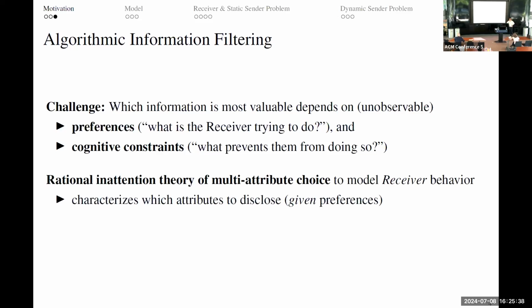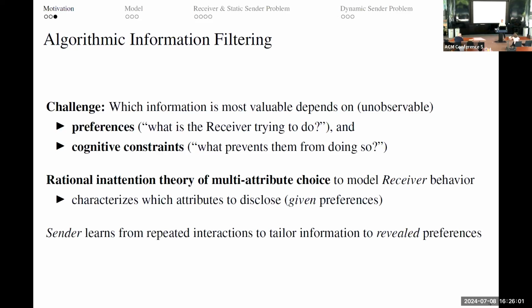In order to make some progress on this problem, we first of all need a model of irrational choice behavior. And that's one of the main contributions of the paper, which is to introduce a novel theory of multi-attribute choice that is based on rational inattention, that we can then use to characterize exactly which attributes should be disclosed to the receiver, given the receiver's preferences.